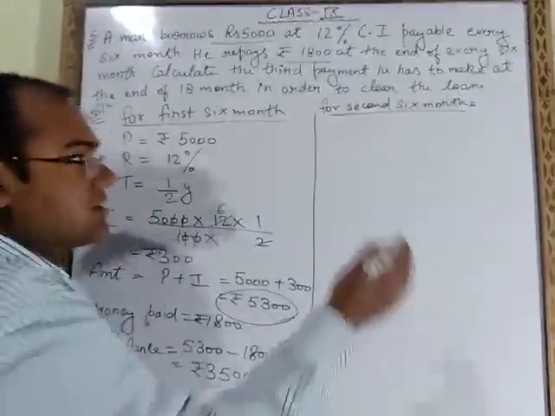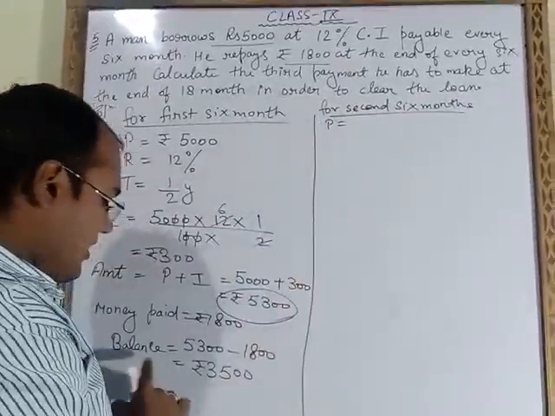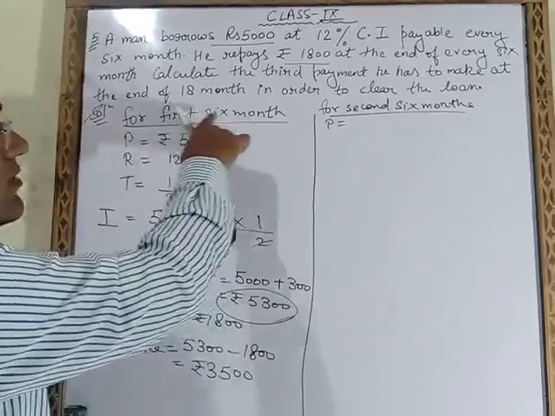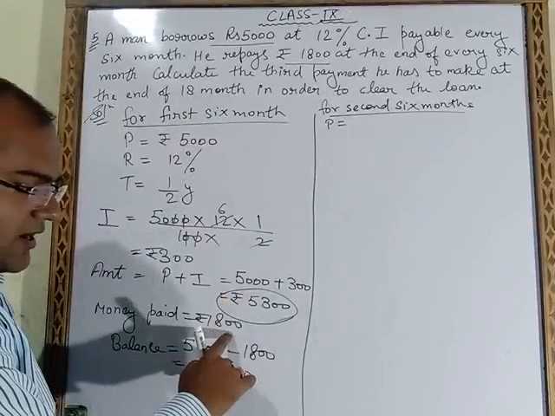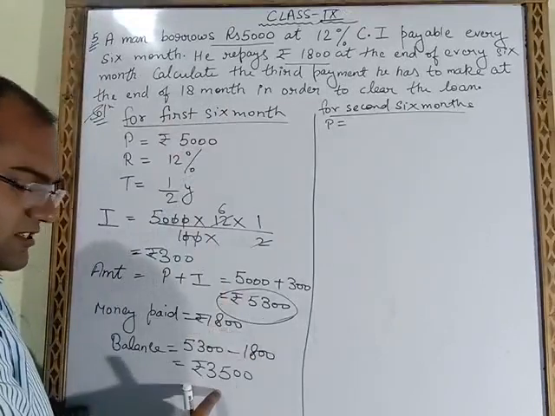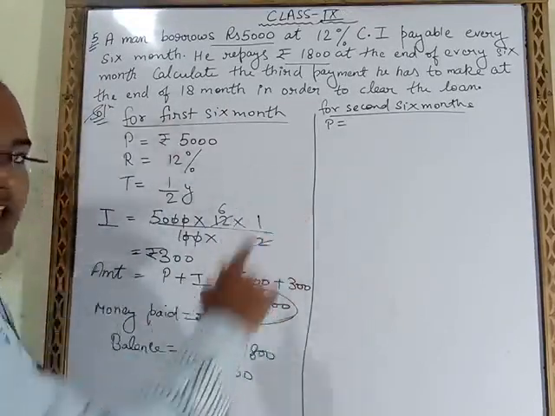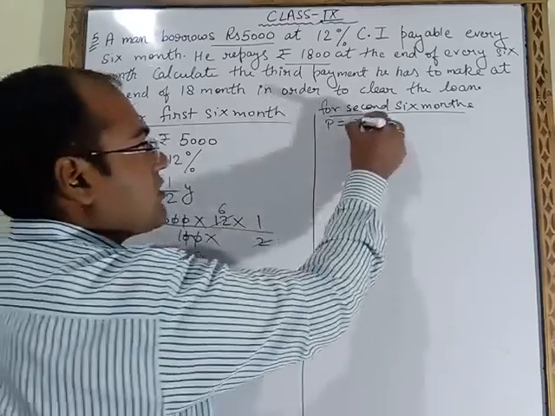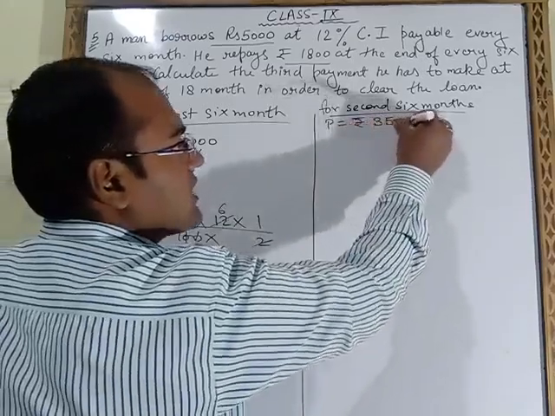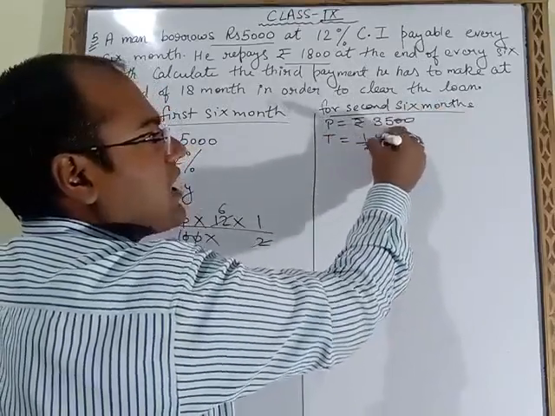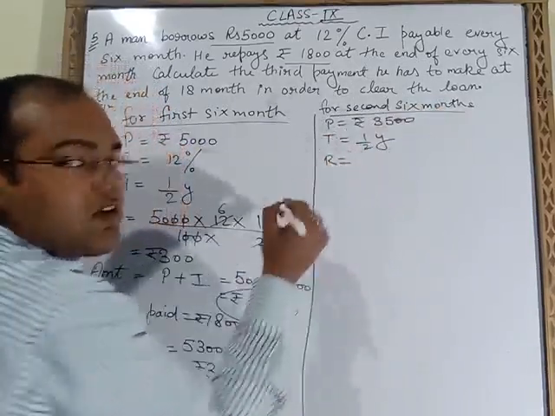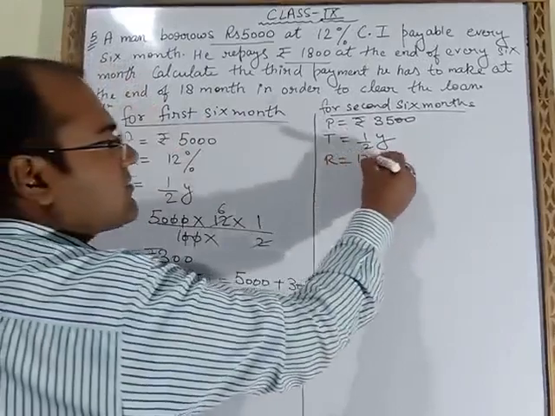For the next 6 months, the principal will be the amount of the first 6 months. The amount is this much, but this much money he had paid. So the remaining balance is this one, and this remaining balance we have to take as the principal. So 3,500 rupees is the principal. Time is 6 months only. 6 months means half year, and the rate of interest is the same, 12%.